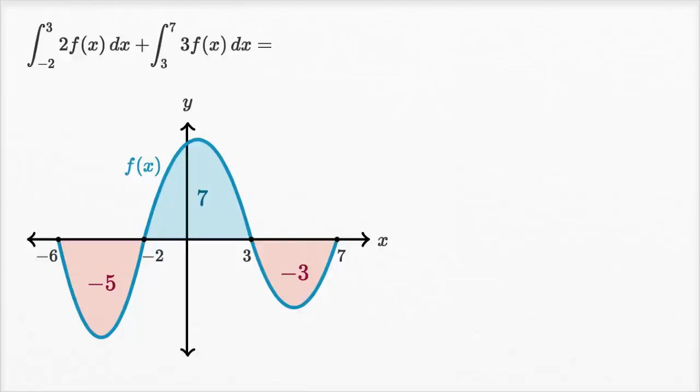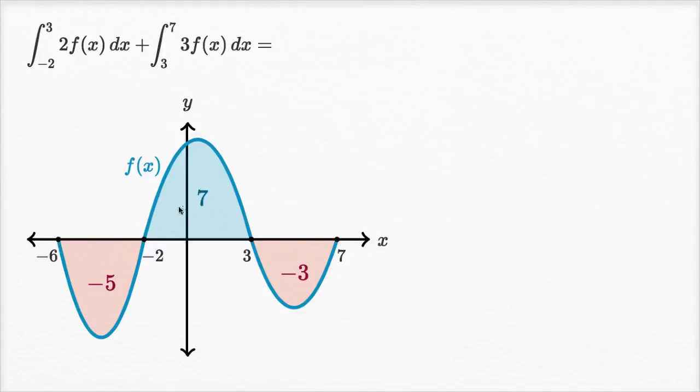So what we're going to do in this video is several examples where we evaluate expressions with definite integrals. Right over here we have the definite integral from -2 to 3 of 2f of x dx plus the definite integral from 3 to 7 of 3f of x dx. And all we know about f of x is the graph of y equals f of x from x equals -6 to x equals 7.